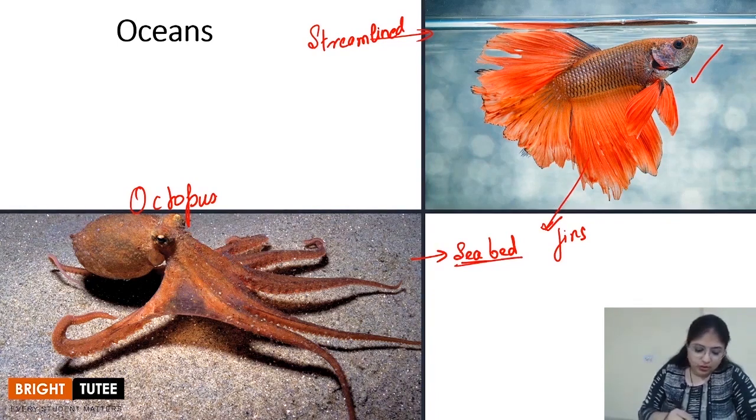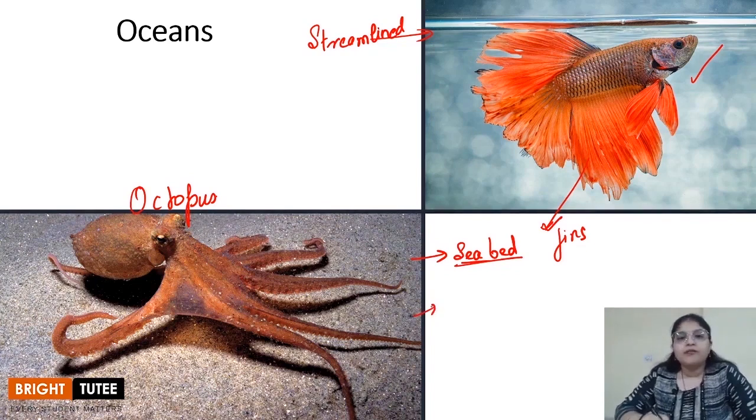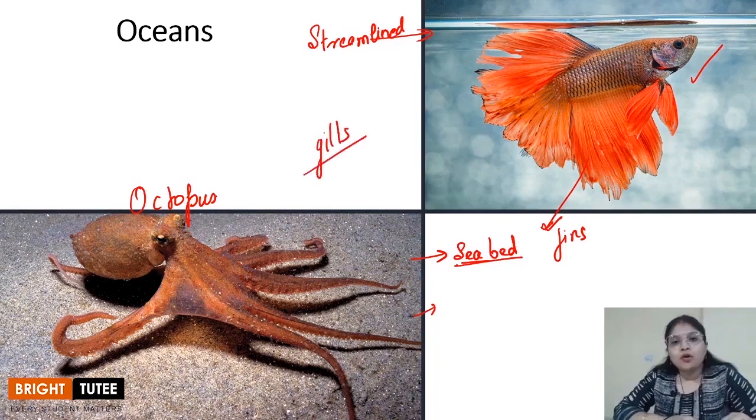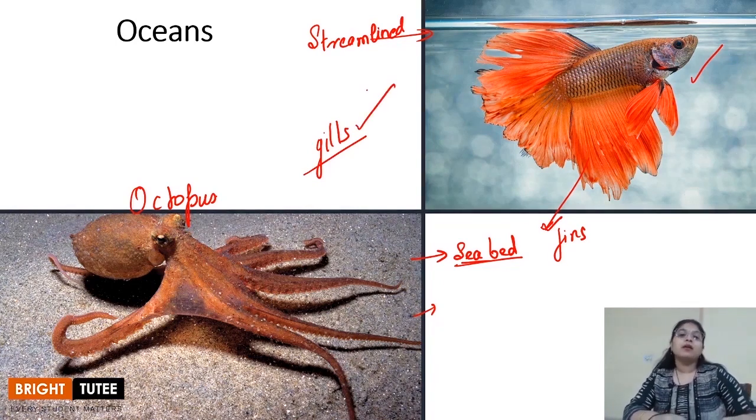These are the animals which, as you can see in this particular picture also, live near the seabed and catch whatever animals come near them. For breathing, the animals staying in the aquatic environment breathe through gills, right? Because the oxygen that they require to survive is mixed in the water. So gills are a special kind of organ which helps them to respire inside such an environment.